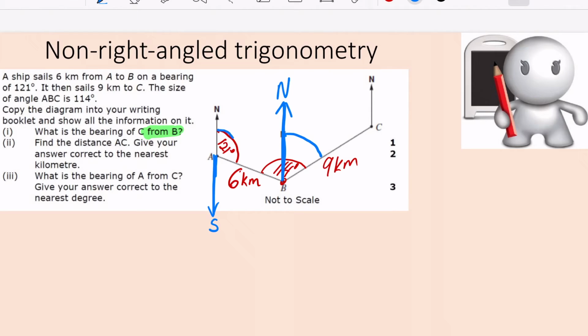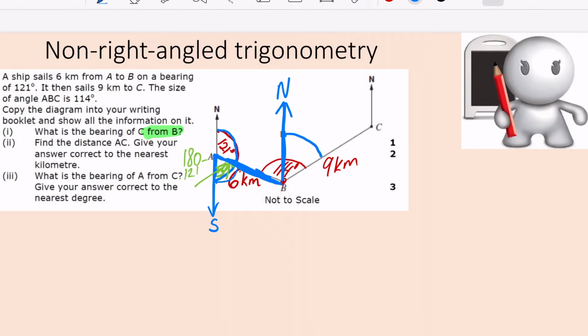Now we know that from north to this line is 121 degrees, but we know that from north to south is 180 degrees. So to calculate this angle over here, it's going to be 180 take away 121. When I do that, I'm going to get 59 degrees over here. Go back to blue, and take you all the way back to year 7. We've just done supplementary angles, but now we're going to do our alternate angles.